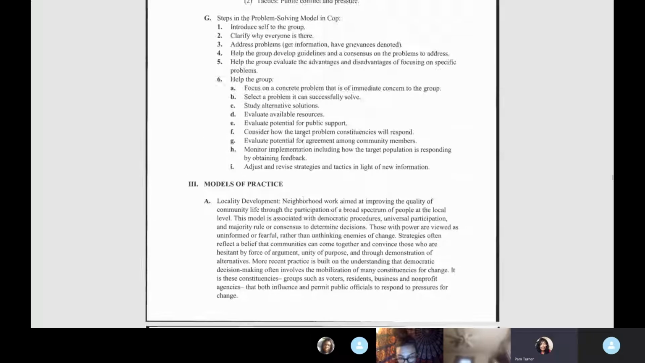Okay, so locality development. Has anybody heard that term? So it really is just about that. It's development in that local area. Okay, so neighbors work aimed at improving the quality of the community life with the participation of the broad spectrum of people at the local level. So can anybody share where they've seen this maybe in their area or on the news or anything where they've seen kind of a locality development?